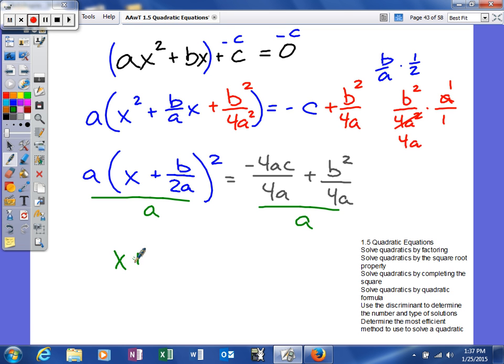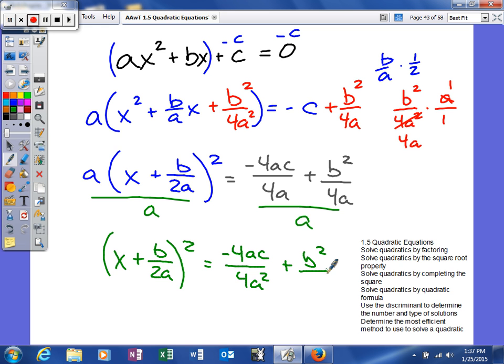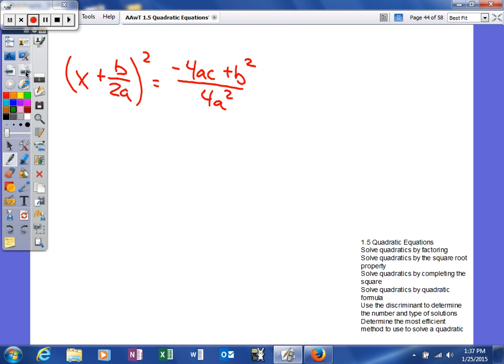We get x plus b over 2a, in parentheses squared, is equal to, instead of dividing by that, I can multiply by the reciprocal. So I'm going to take both these and multiply by 1 over a. So I'll get negative 4ac over 4a squared, and then plus b squared over 4a squared. So when you put those two things together, it should look a little something like this.